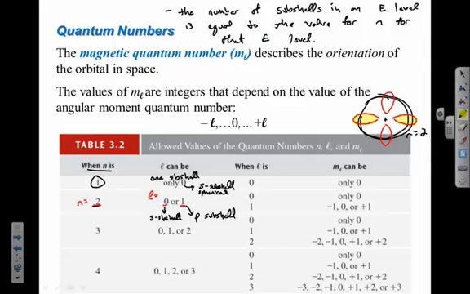So, in this case, if we're talking about n equals 2, this building has 2 stories, 2 floors. On the first floor, I've got an S subshell. On the second floor, I've got a P subshell. Within an S subshell, there's only one room. An S subshell is always spherical, and it only has enough space for one orbital or one room. I can't fit more than 2 electrons ever in any S subshell. A P subshell, though, has 3 rooms. 3 orbitals fit in a P subshell. And there's always one on the x-axis, one on the y-axis, and one on the z-axis.